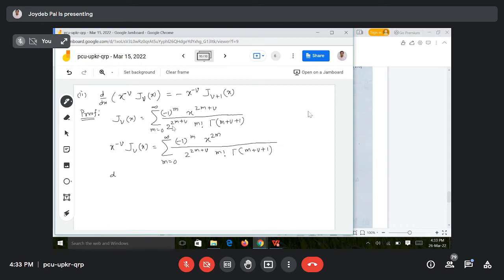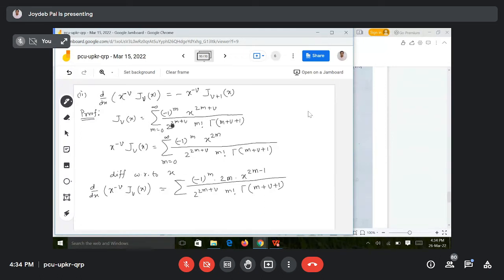Now differentiating with respect to x, d/dx of x to the power minus nu J nu x. Tell me after differentiation what I will write. This, isn't it? Yes, sir.